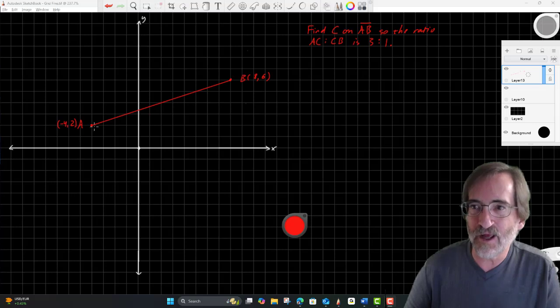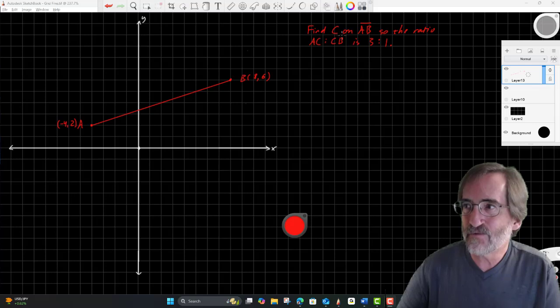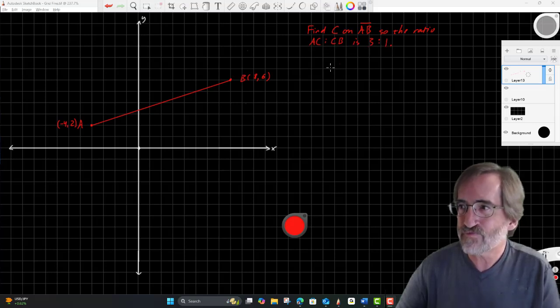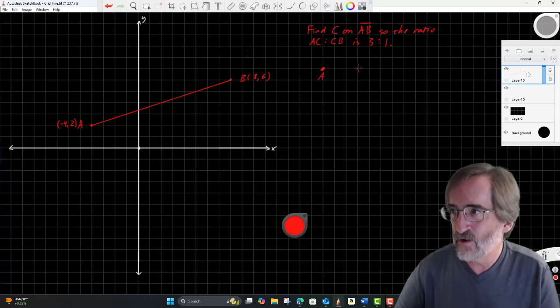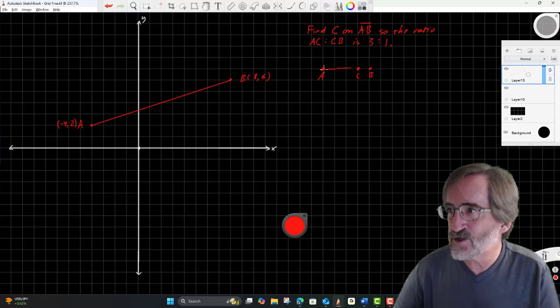A is (-4, 2), B is (8, 6), and we want to find point C on segment AB so that the ratio of AC to CB is 3 to 1. I'm going to sketch A here, and I want the ratio of A to C to be 3, count off 3, and from C to B to be 1. So it needs to be divided in that ratio, that proportion, 3 to 1.